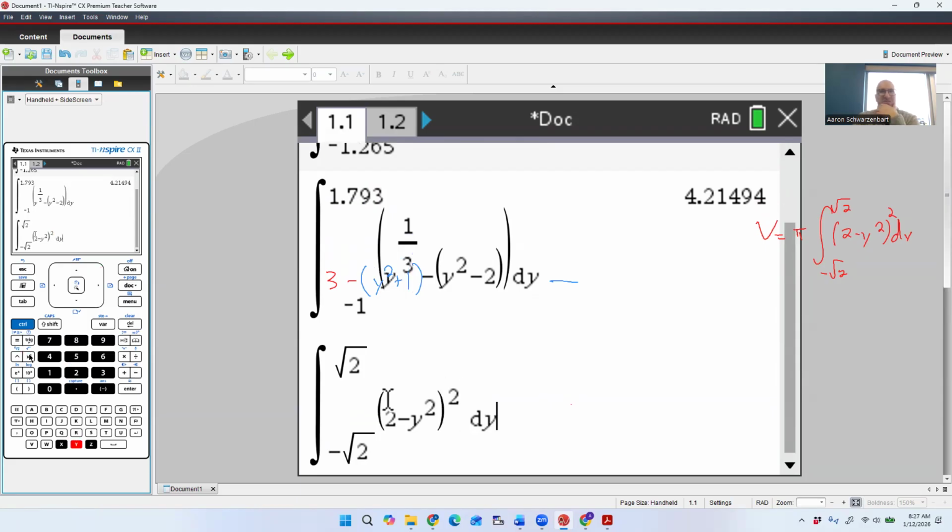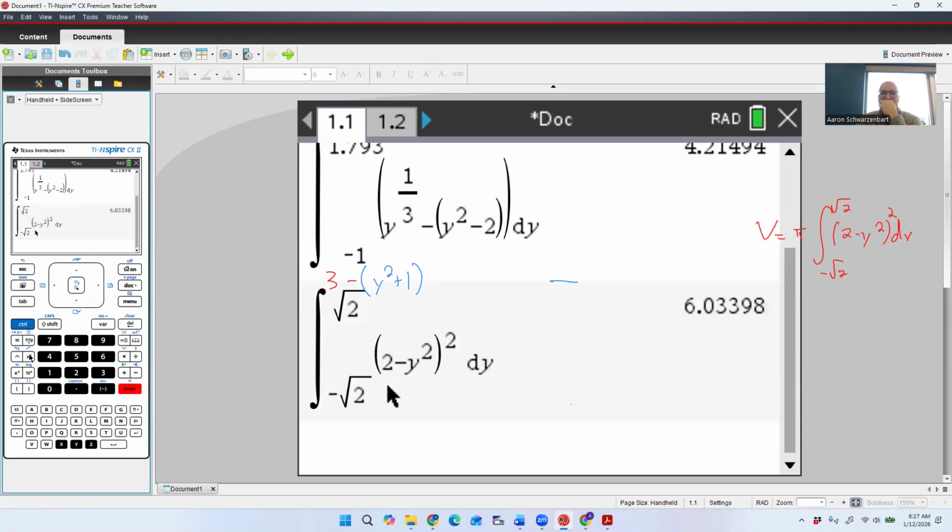Don't forget that extra squared. That's an easy thing to do. Okay, never mind. That's not a nice answer, so we'll just multiply times pi.